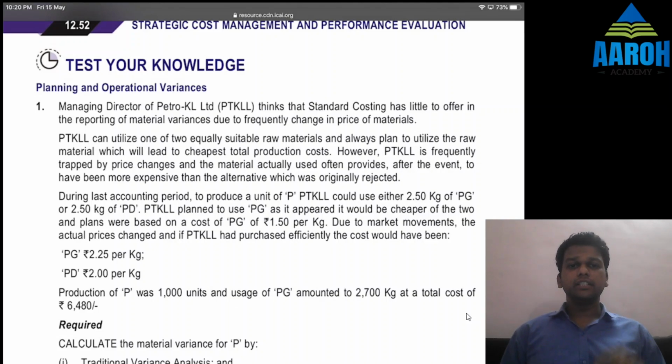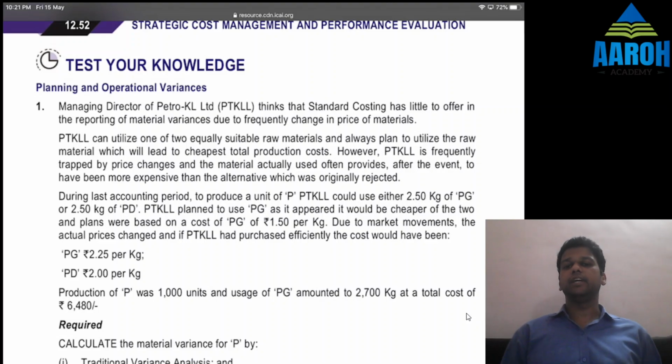However, PTKLL is frequently trapped by price changes, and the material actually used often proves, after the event, to have been more expensive than the alternative which was originally rejected. That means generally what happens with them is that the material they select, which according to them is the cheapest, turns out after the end of the period to be more pricey than the other one which they rejected, right?